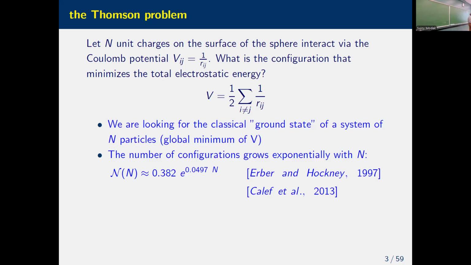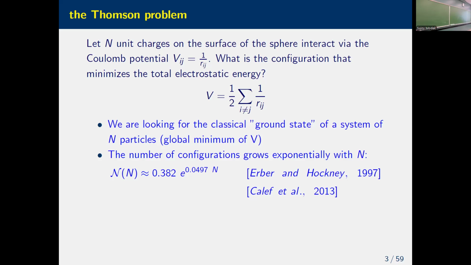Studies on the so-called Thomson problem. The Thomson problem is a name that people give to the model of electrons on a sphere, and it recalls the original plum pudding model of Thomson, which was not correct physically. But this problem is very interesting because there are physical systems that organize in this way, but also computationally it is a very challenging problem. And the challenge is manifested by this formula. This formula was first estimated by Erber and Hockney, who in 1997 studied the problem, made some simulations, and found that the number of local minima grows exponentially with N. And they estimated this formula, which is not to be taken as a very precise formula.